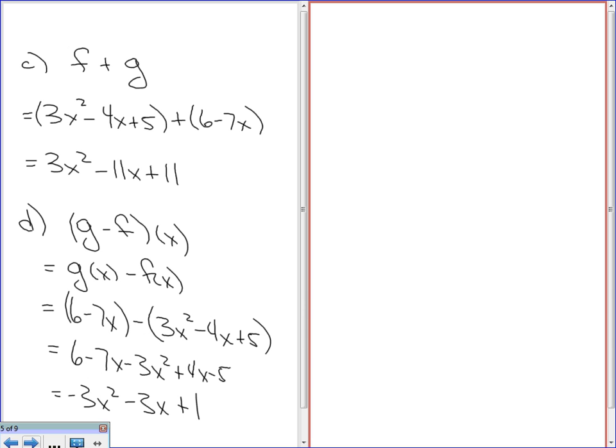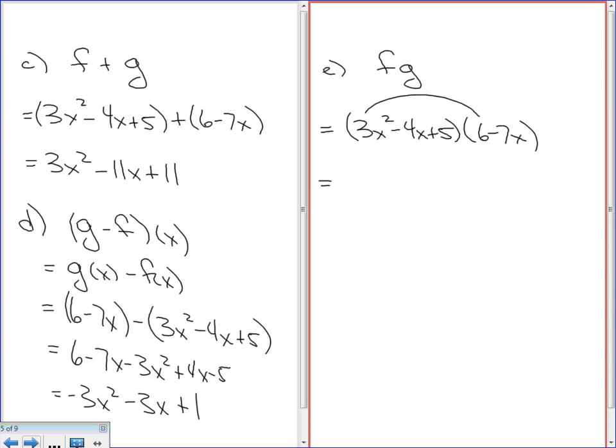Probably don't need me to do this example, but we'll just do it to show how to do it, f times g. So just take the two functions and multiply them together. The first function multiplied by the second. So now it's just a matter of distributing. So 3x squared times 6x would be 18x cubed, and times negative 7 would be negative 21x squared. No, I said negative 27, I meant negative 21.